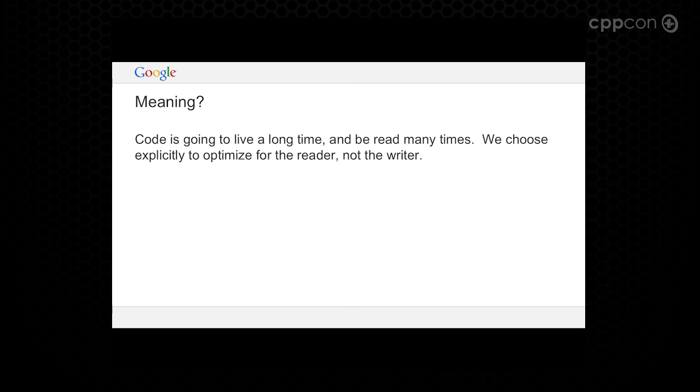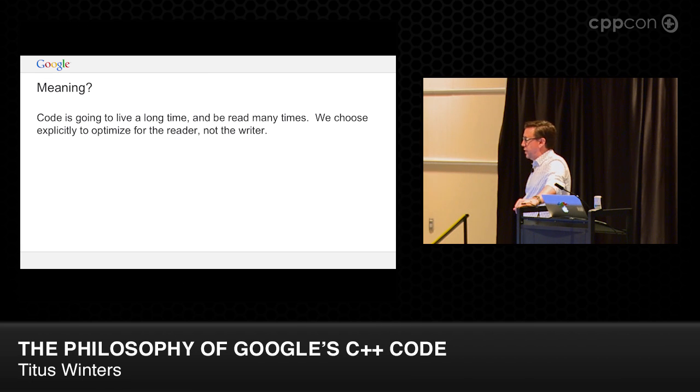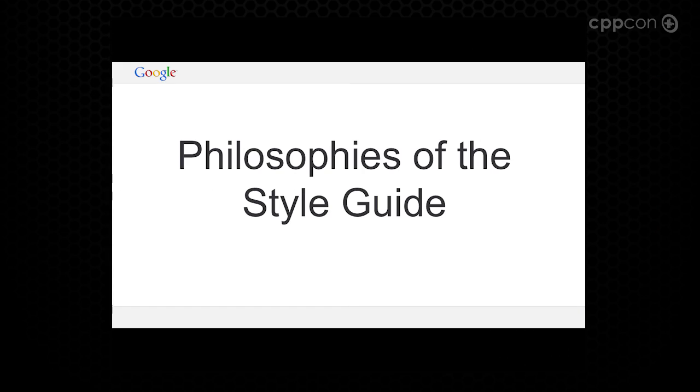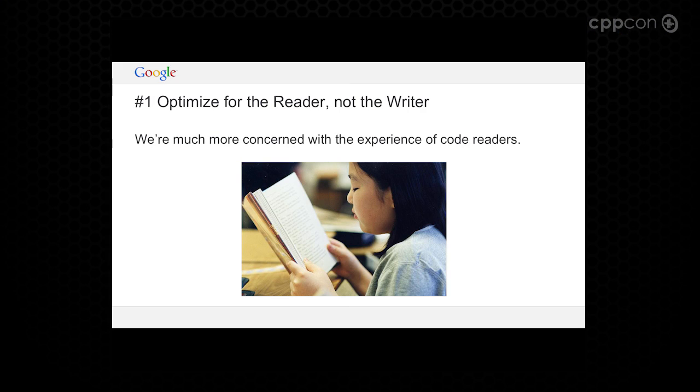All right? Code is going to live a long time and be read many times. We are optimizing for the reader, not the writer, which is actually philosophy number 1. Optimize for the reader, not for the writer. We are far more concerned with the experience of code readers. This is not unusual, but this is an explicit decision and philosophy number 1, right?